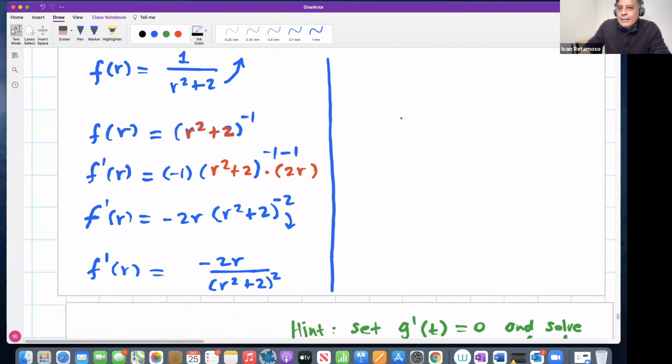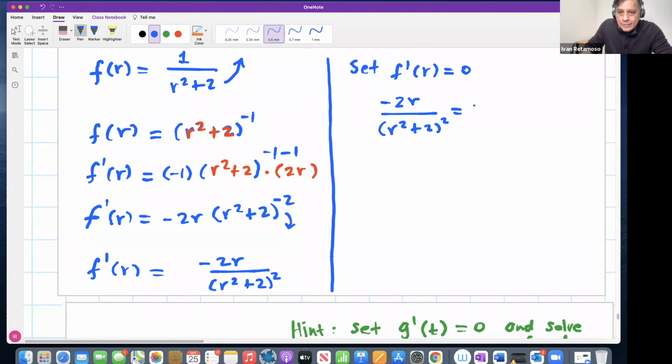Now, in this form, I am ready to set my derivative equal to 0 and get my critical point, right? So if the derivative equals 0, it means that negative 2r over r squared plus 2 squared equals 0. This time it is not so bad, because I can get rid of the denominator by multiplying both sides of this equation by this amount. This will eliminate it, and I will be left with minus 2r equals 0, right?